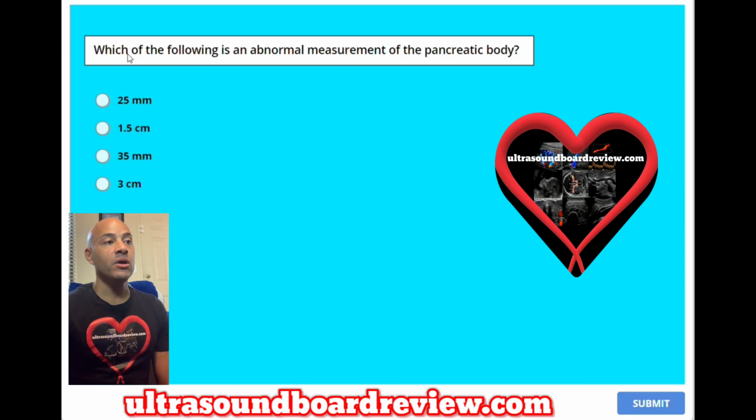Question 64. Which of the following is an abnormal measurement of the pancreatic body? A, 25 millimeters. B, 1.5 centimeters. C, 35 millimeters. Or D, 3 centimeters.